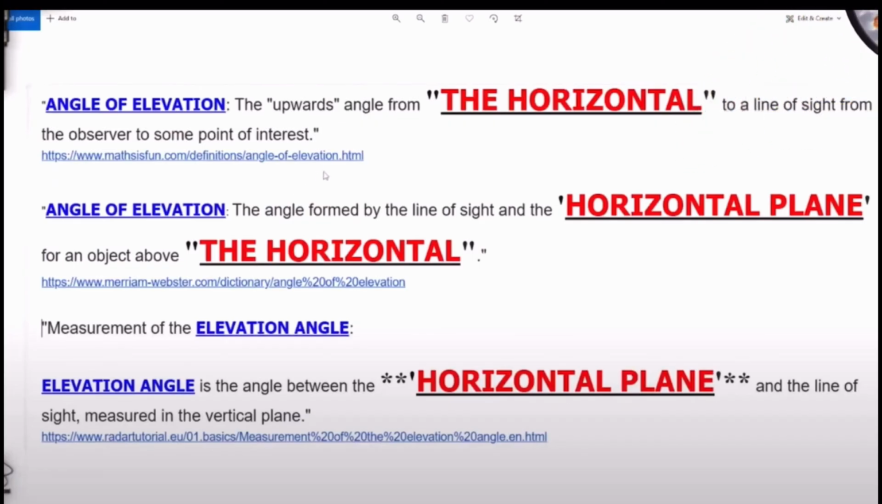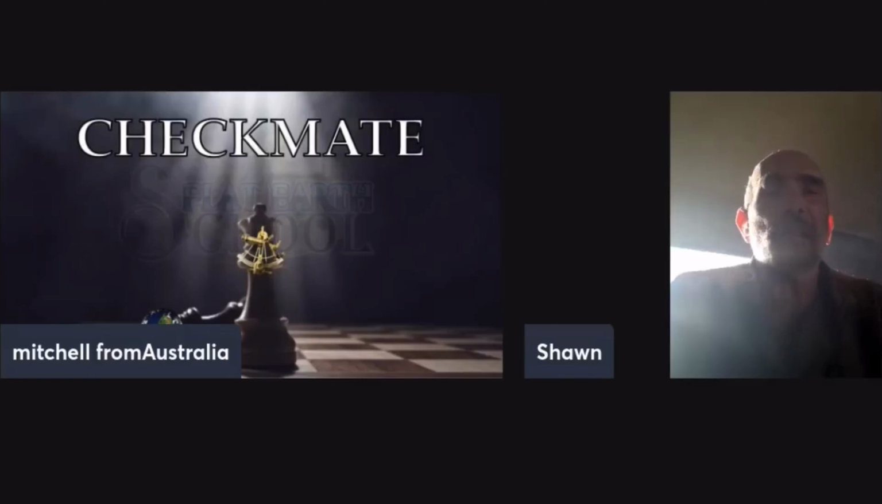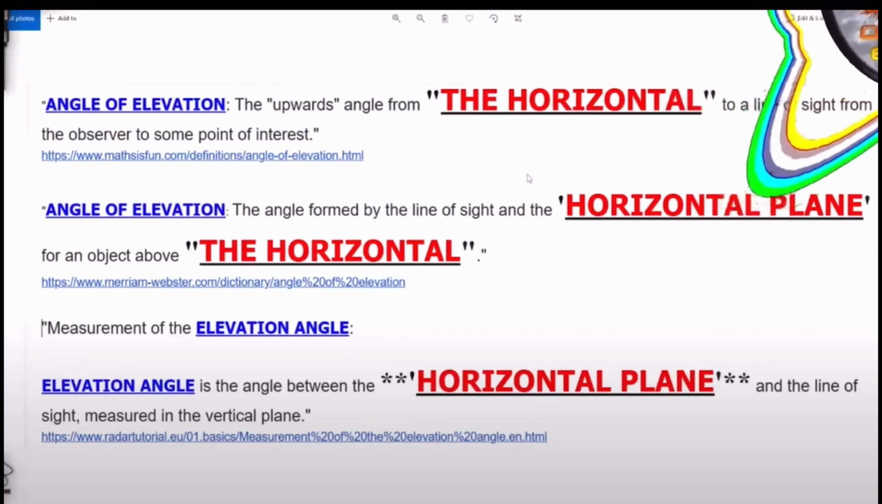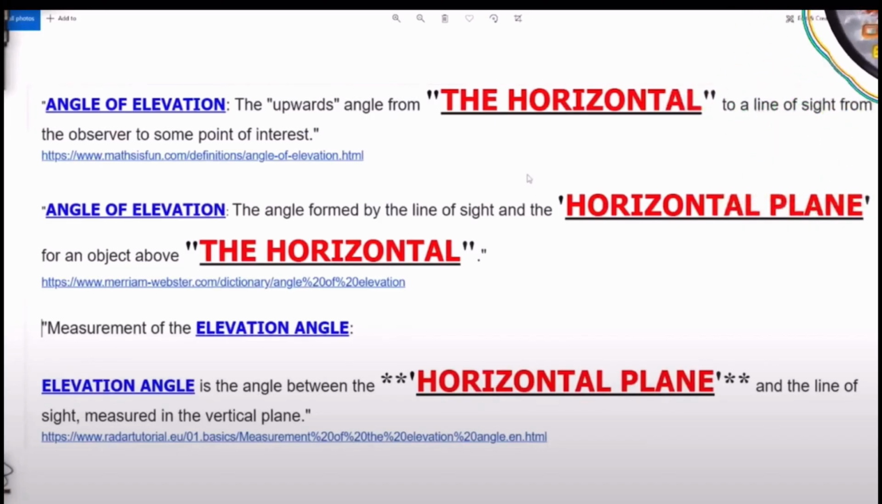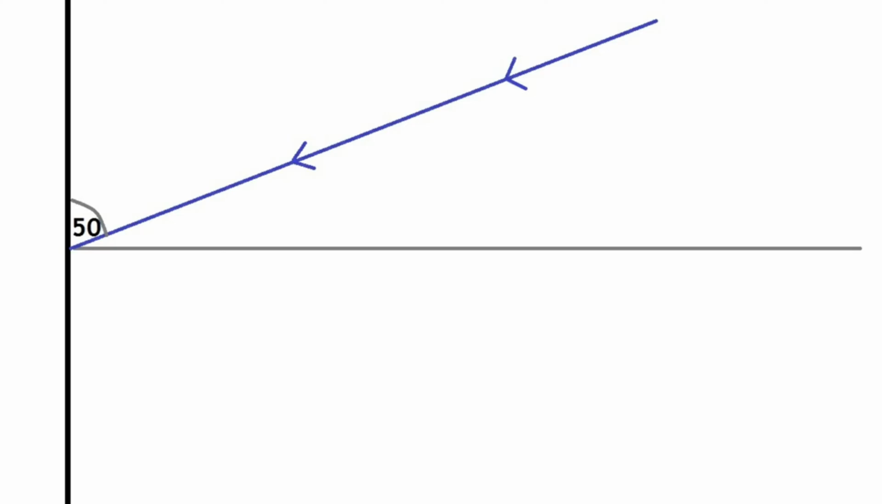From Merriam-Webster, angle of elevation: the angle formed by the line of sight and the horizontal plane. See this guy right here? Kablooey. You need a horizontal plane. It's a level eye line to the horizontal plane. What they're saying is you need a flat adjacent, or you're not getting an elevation angle. It's as simple as that. For an object above the horizontal, look, they use horizon, horizontal twice in the same short sentence. The angle we would be trying to find out is that 50. We would do that by looking horizontally, getting the angle of altitude.